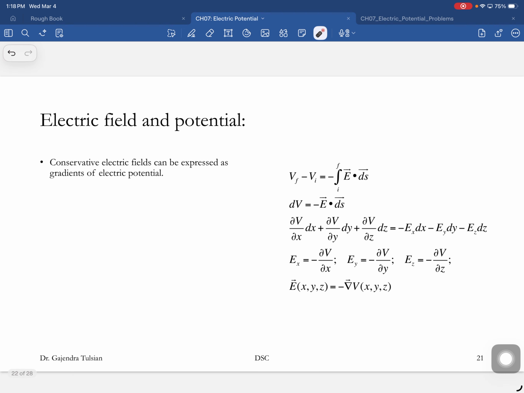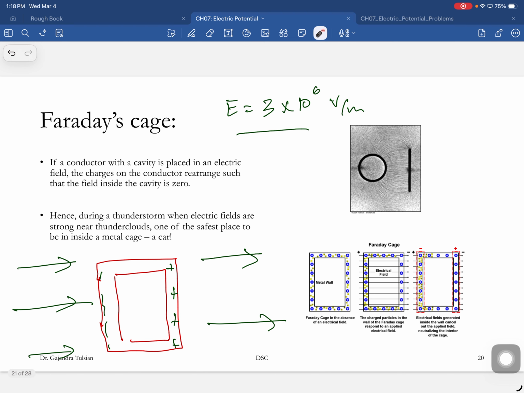Does the air mechanism work that way? Yep. Inside you're protected. Any metal cage, any good conductor. And the reason it's able to respond that fast is because the electrons are so light. You tell them something and they'll do it immediately.